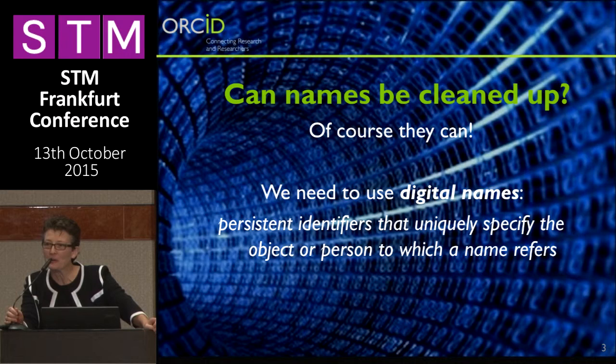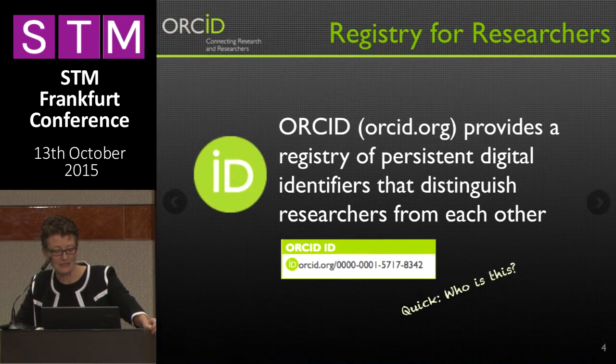One of the things people say is, this is just a problem we have to live with. No, actually, we don't. Names are messy. We can clean them up. We need to use digital names, we need to use persistent identifiers, and we all need to be part of the solution to this. This is something where if everyone does a little bit, you won't be overwhelmed, and we'll end up with a really nice solution at the end of the day.